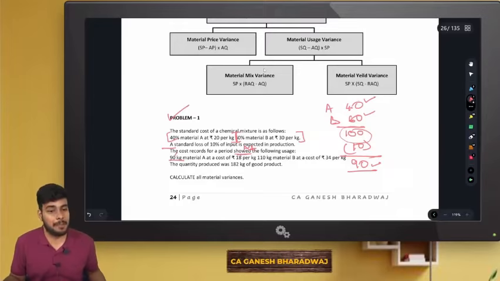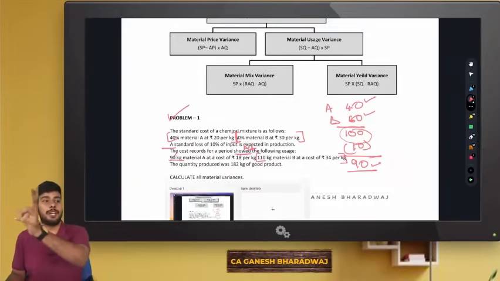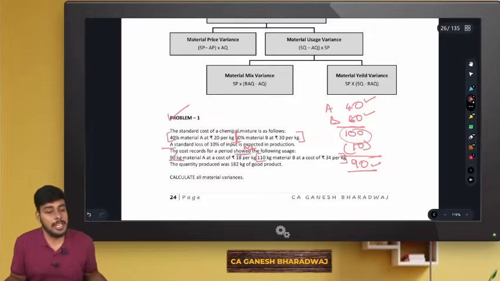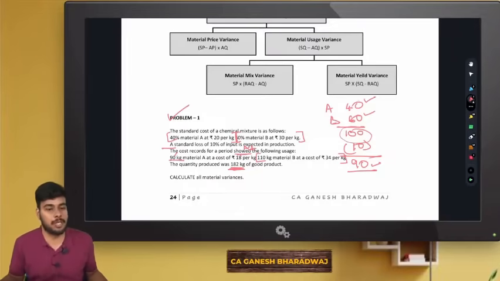Correct? Then for B, they have used 110 kgs of material B at a cost of 34 per kg. So they have also given the actual quantity of B and the actual price of B. Correct? The quantity produced was 180 kgs of good product. Meaning, the output that ultimately came out was how much? 182 kgs. So calculate all material variances.